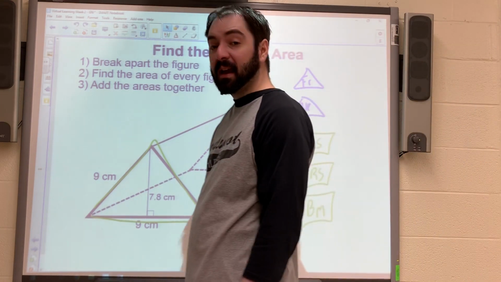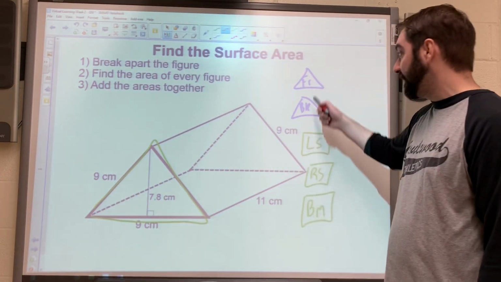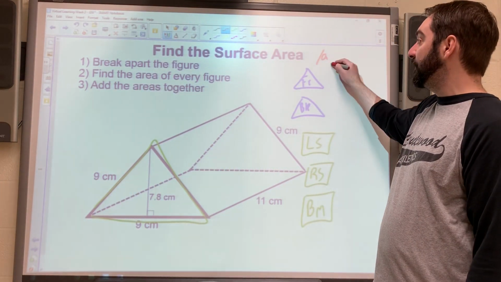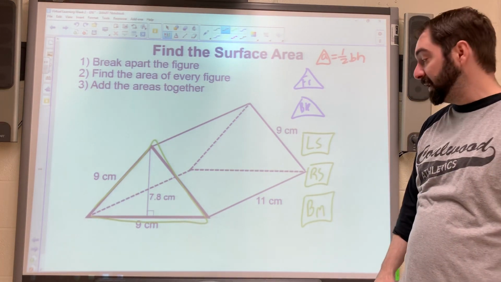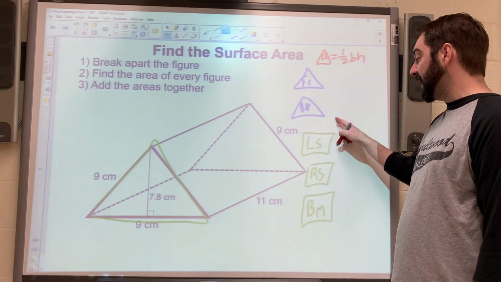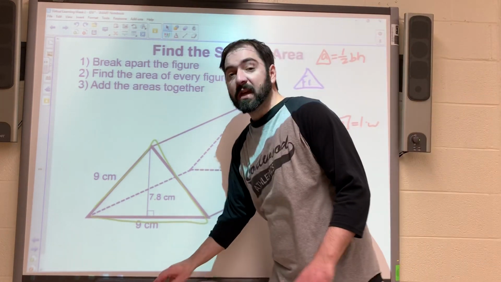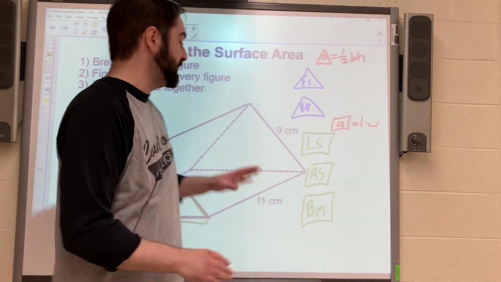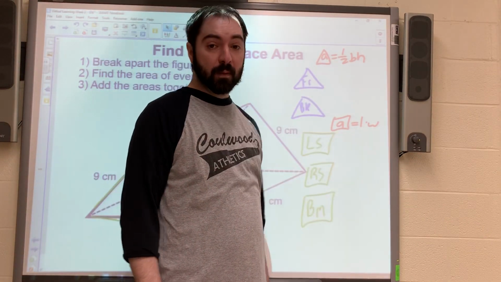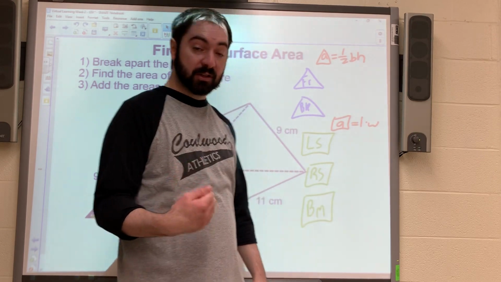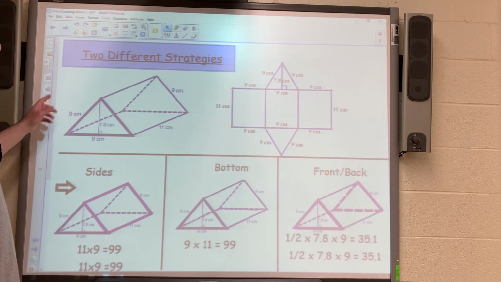After that, again, I got to think to myself, what formulas do I need? Well, I know that if I have triangles, I'm going to need the area formula of a triangle, 1/2 base times height, or again, base times height divided by 2. And if I have a rectangle or square, I'm going to need length times width. Notice, I have not done any math yet. All I've done was taken this triangular prism, broken it apart, listed my formulas, and now I would go through and actually trace. To save a little bit of time on this one, I've already broken it apart.